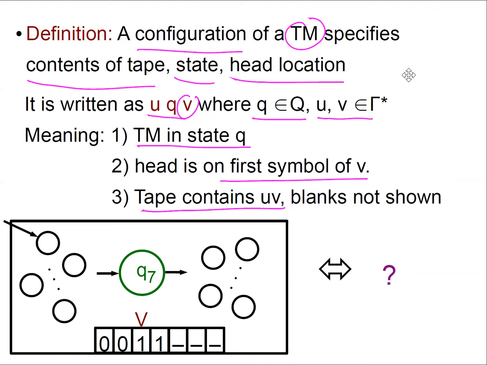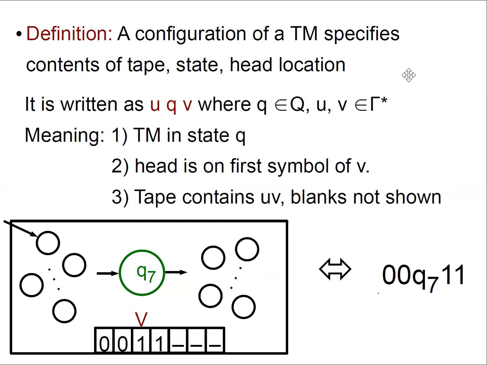So here is an example now of a Turing machine. It's in state Q7, here is how the tape looks, and the head position. What would be the configuration for this picture? Think about it. How can you write this configuration compactly using this notation? Well, we may write this as 0, 0, Q7, 1, 1, right? So this 0, 0 is U, this 1, 1 is V, and Q7 is just Q. And the meaning, again, is that the head of the machine is on the first symbol of V, which will be this one here, just like here.